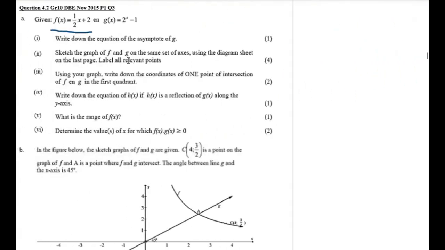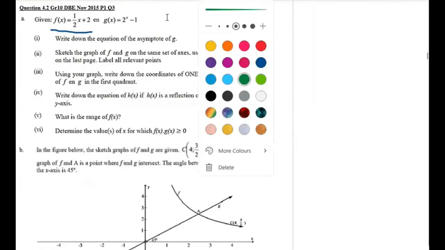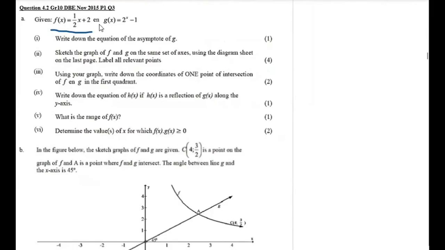Okay, so we know it's linear. Let's look at the next one. I'm going to underline that one in green. Okay, so G graph, which type of graph is it? Remember, we've got 4 different types. Okay, great. Majority of you have got it right. It is exponential because the x is in the exponent.